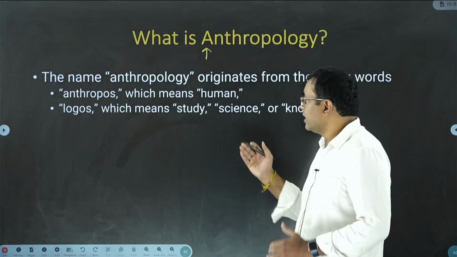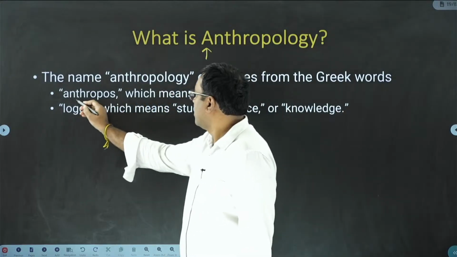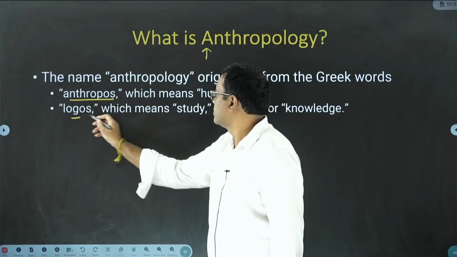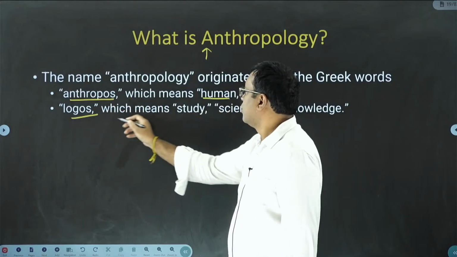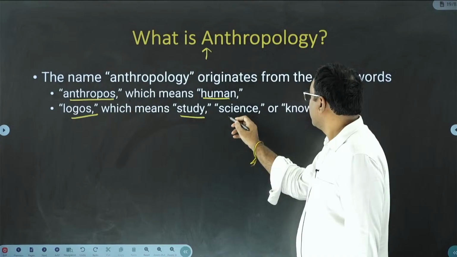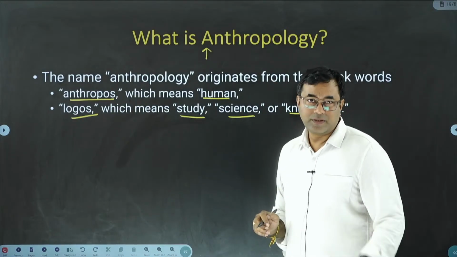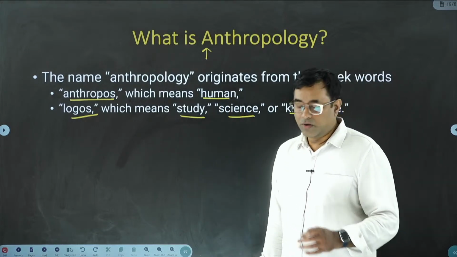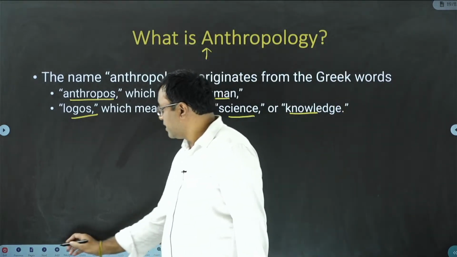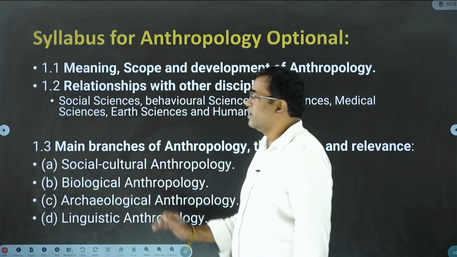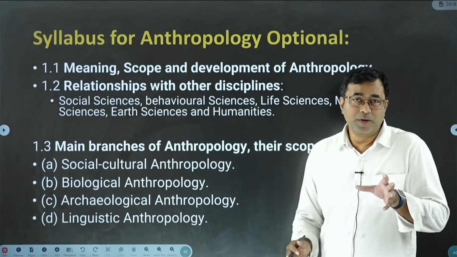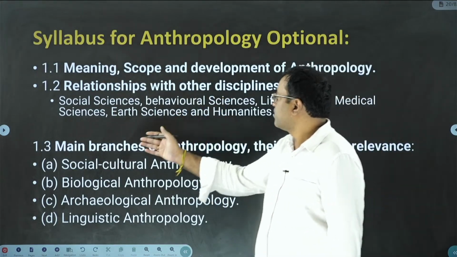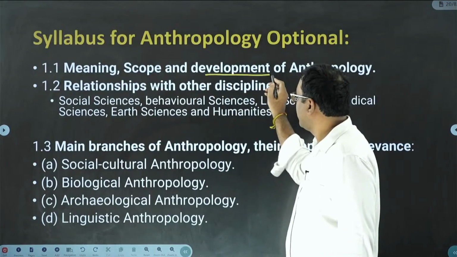Okay, so here we will try to divide the word anthropology into anthropos and logos. Anthropos means humans, logos means study, or you can say science or knowledge. So the study of humans is called anthropology. In UPSC, the syllabus given according to the study of humans will be discussed in the current context. The first chapter includes meaning, scope and development of anthropology.